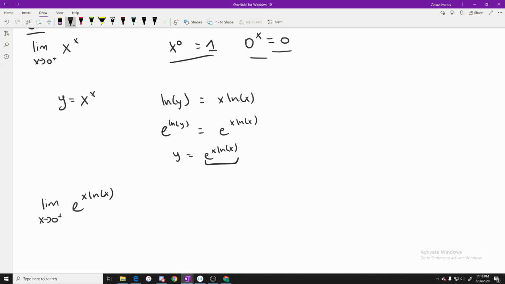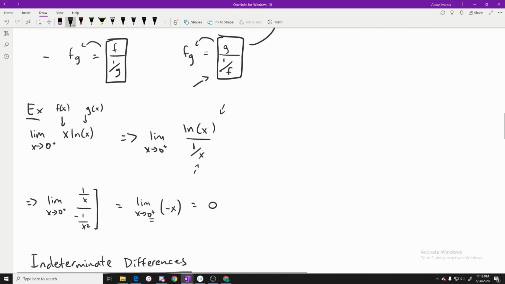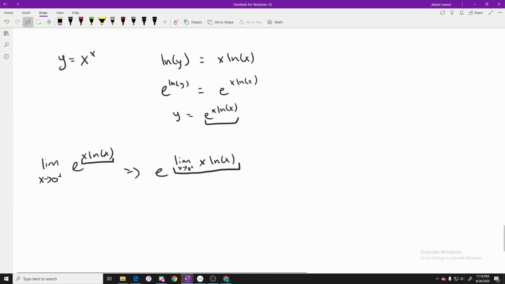Because e is a continuous function, we can use the limit chain rule, and we can take the limit of only this function right here. So it would look something like e to the limit as x approaches 0 from the right of x ln x. And now if we go back up in the examples, we have already solved this. It's right here, and we figured out that it's equal to 0 using L'Hospital's rule.